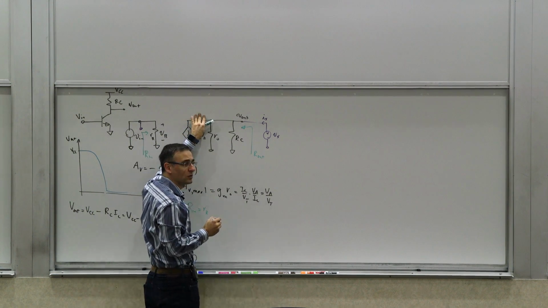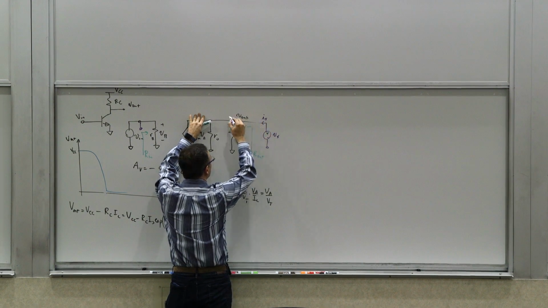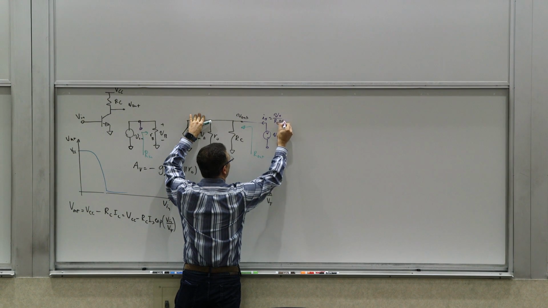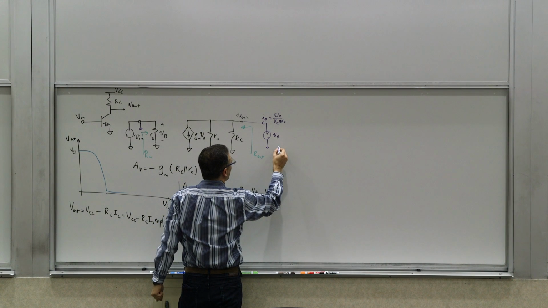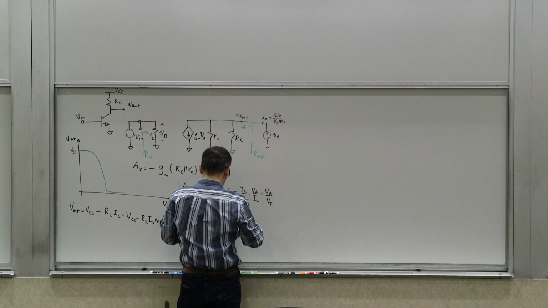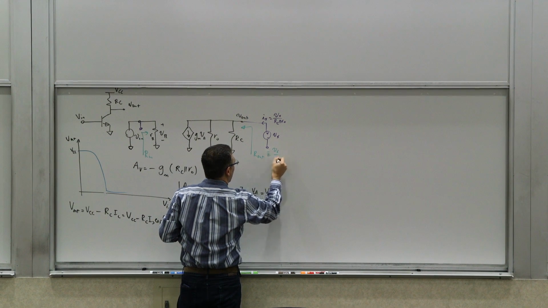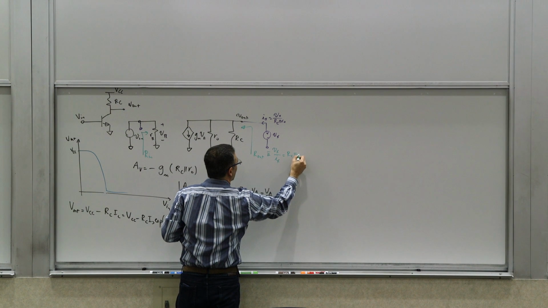So what are you left with? You're left with these two, right? So you apply Vx. What is the current that will flow? The current that will flow would be Vx over RC parallel ro. And therefore, if I wanted to go through the procedure formally, Rout would be the ratio of Vx over Ix, which from this calculation you can easily see is going to be RC parallel ro.